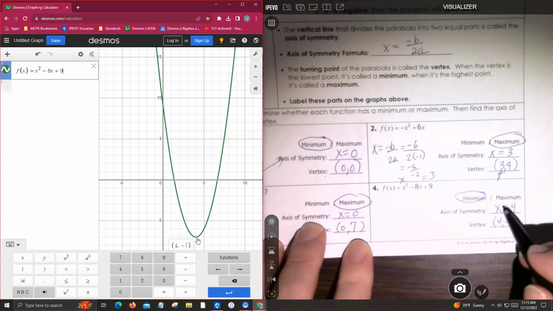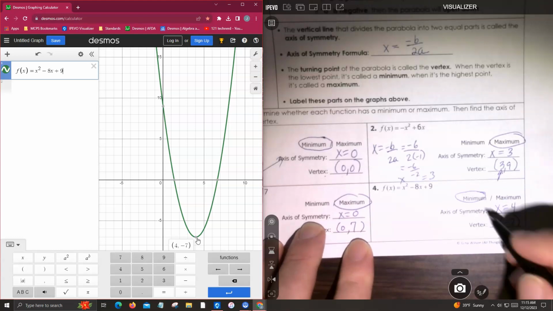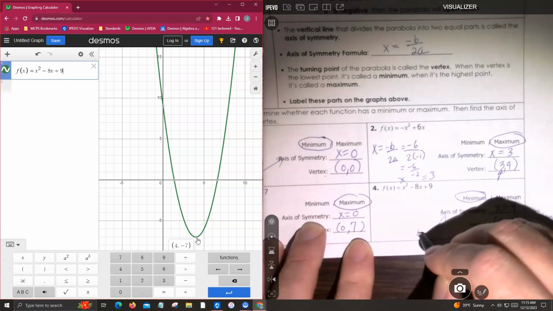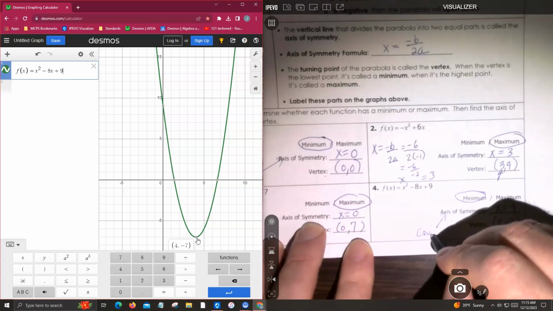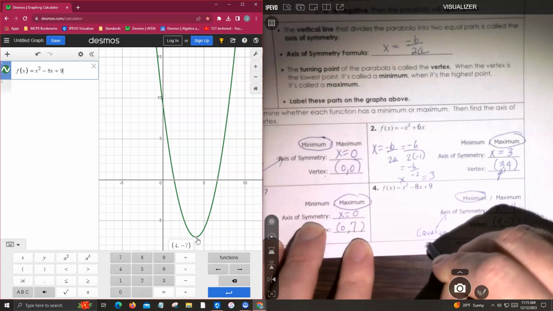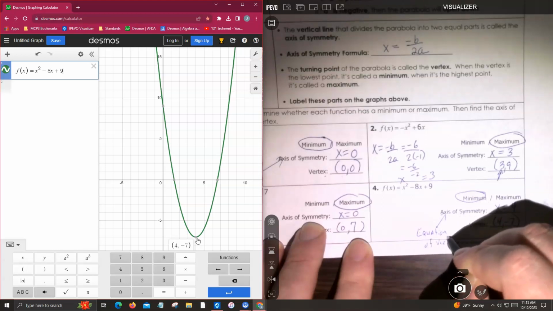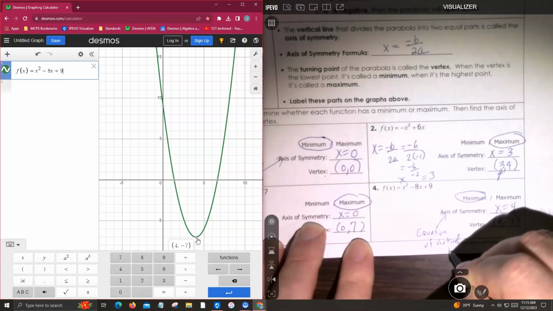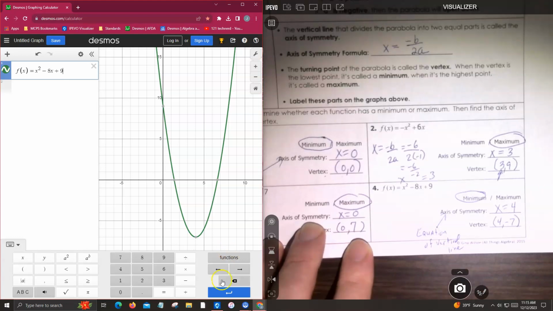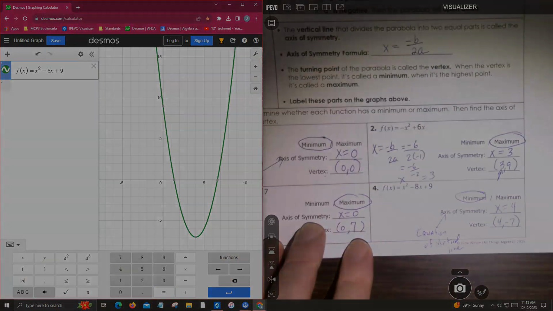You must put x equals something. Don't just put a number. You must put x equals because the axis of symmetry is the equation of a vertical line. Don't forget that. All right, so that's it for this particular section of the notes.